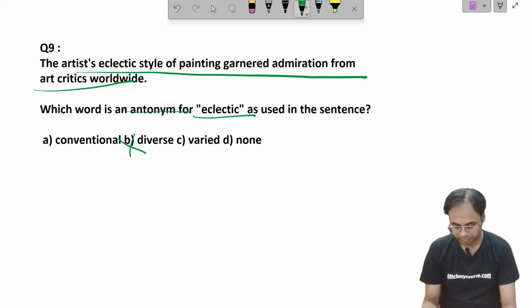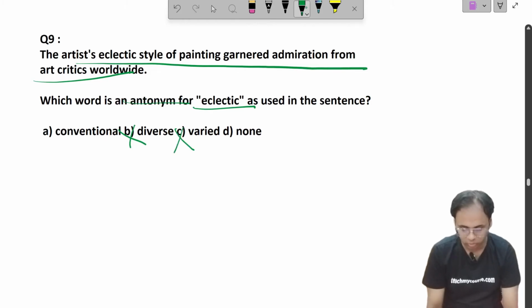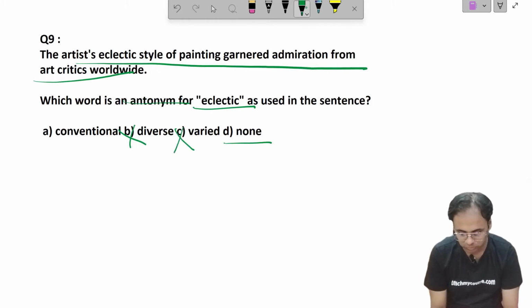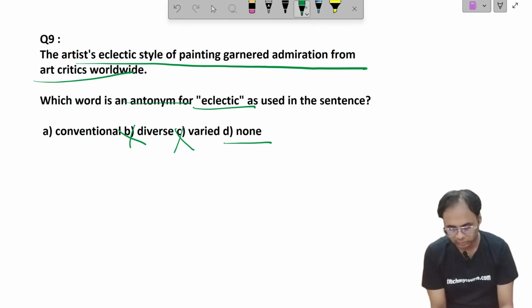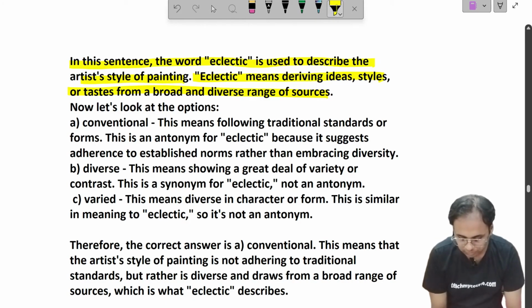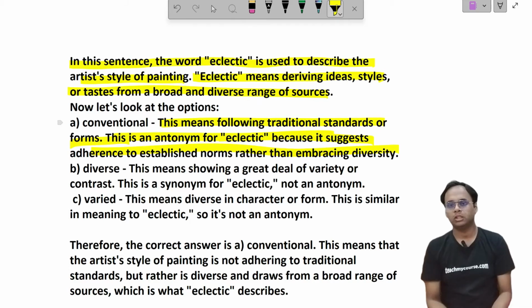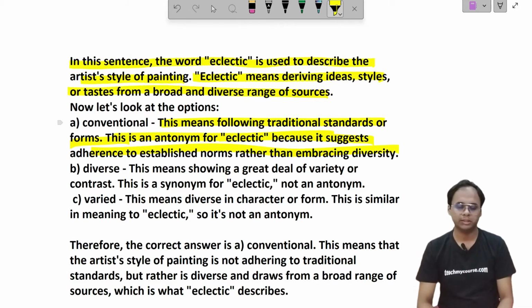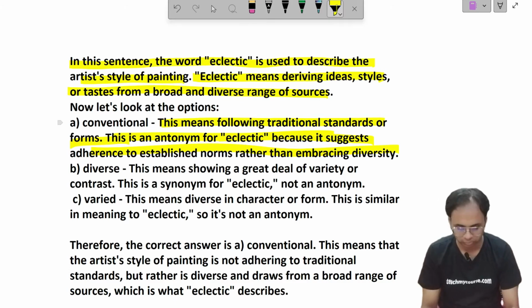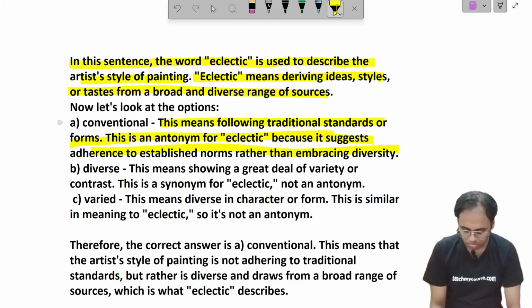And then we have varied, which is also a similar meaning to eclectic, so this cannot be it. Okay, then we have none of the options. I don't know whether it is right or wrong. You have to see conventional. Conventional means what? Let us see. This means following traditional standards or form. This is an antonym for eclectic because it suggests adherence to established norms rather than embracing diversity. So eclectic means we are embracing diversity, and conventional means that we are following the well-defined old kind of norms. So this is some sort of antonym for eclectic. So conventional is the answer here, because we already know what diverse means and what varied means.